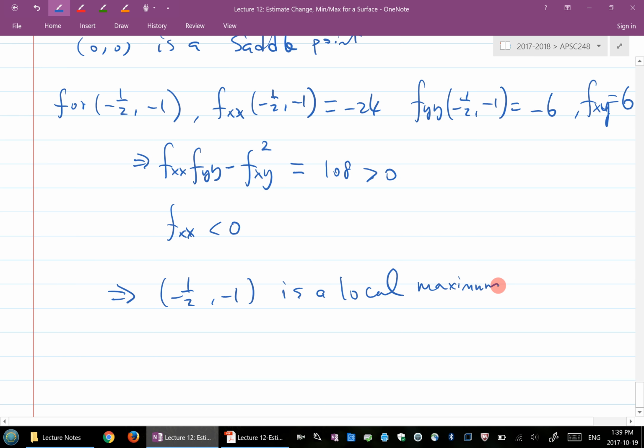A natural question will follow from here: if this point is a local maximum, then what's the value of the local maximum? How do you calculate the value of this local maximum?